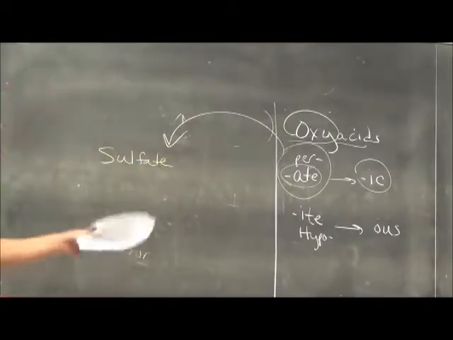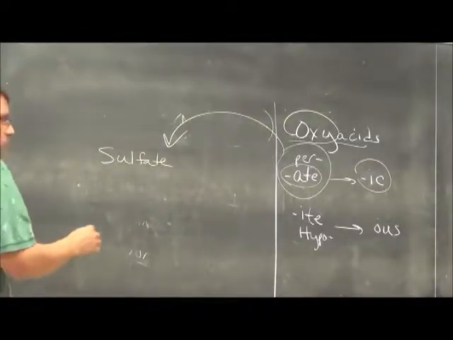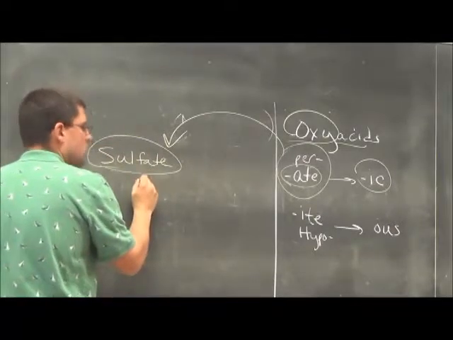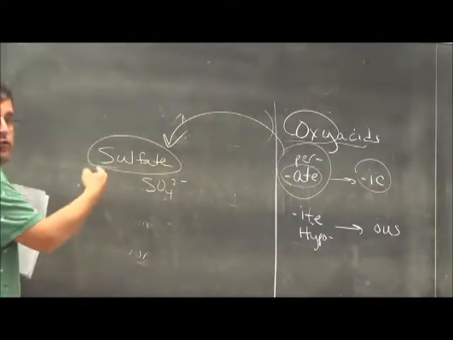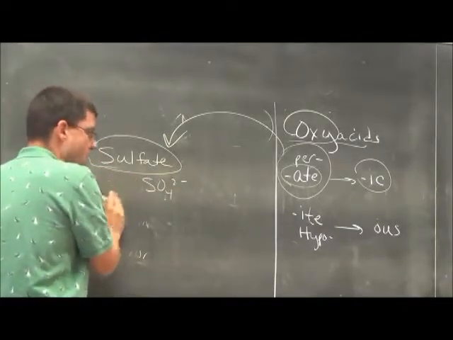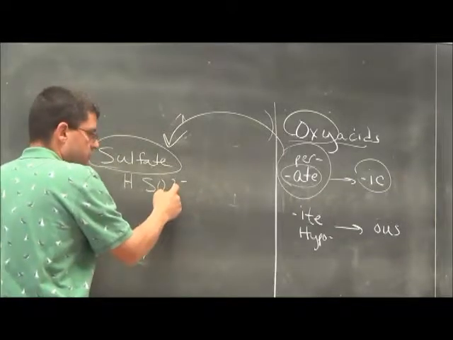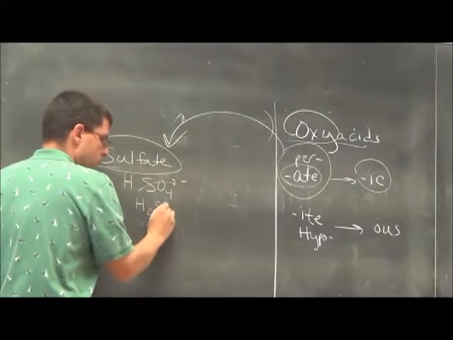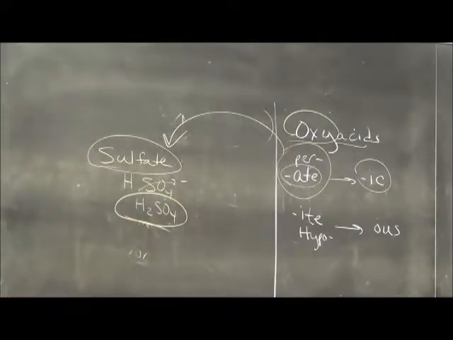Okay? So how do you make an acid with the sulfate polyatomic ion? Okay, so watch this. Okay, you ready? Sulfate. It would be SO4 2 minus. Now you add a hydrogen. This goes down here to form H2SO4. Now let's take a look at this.